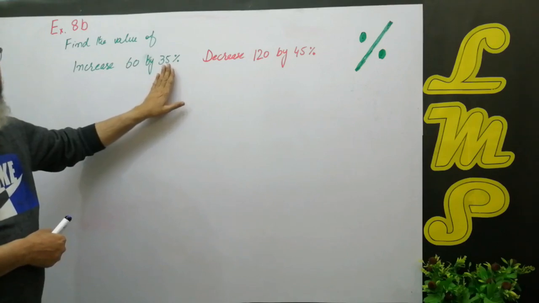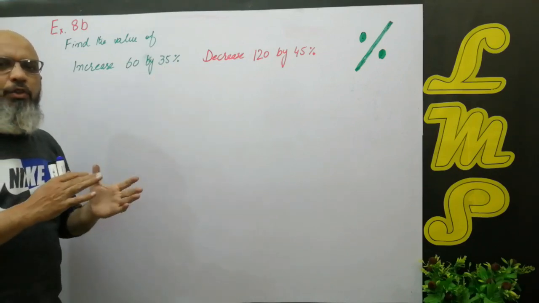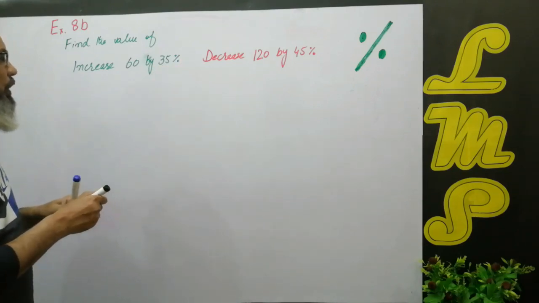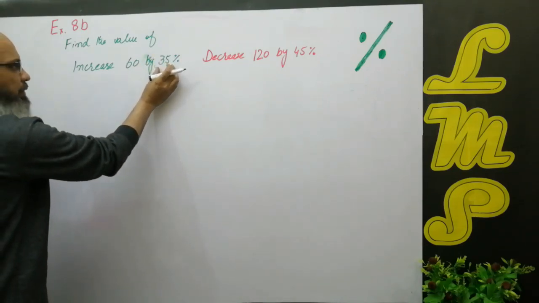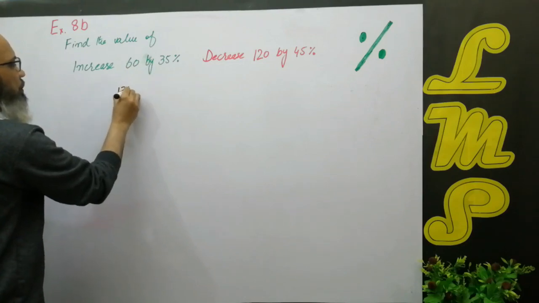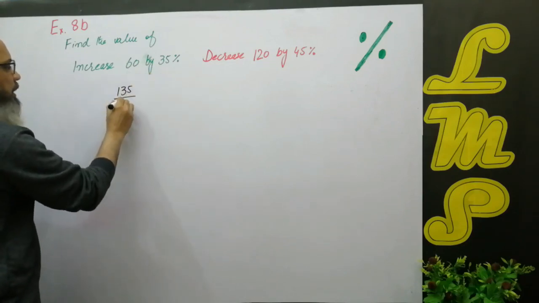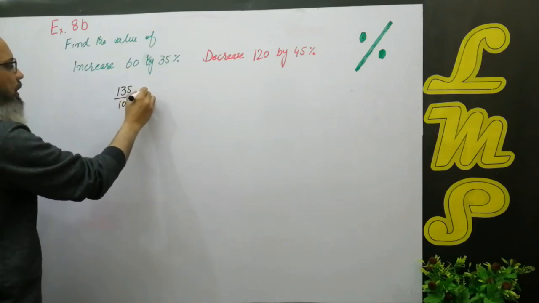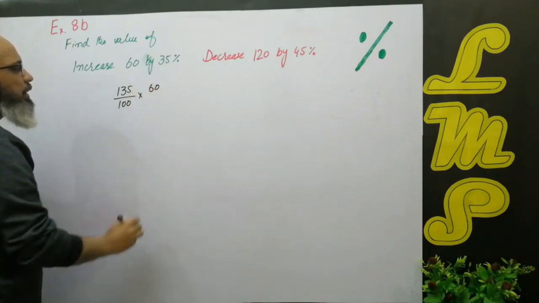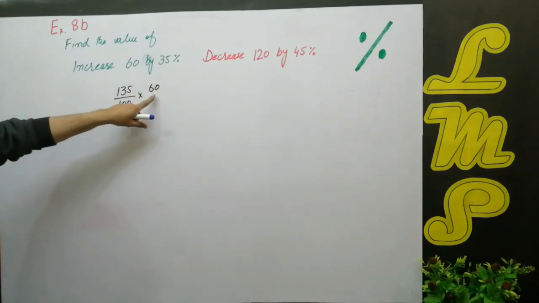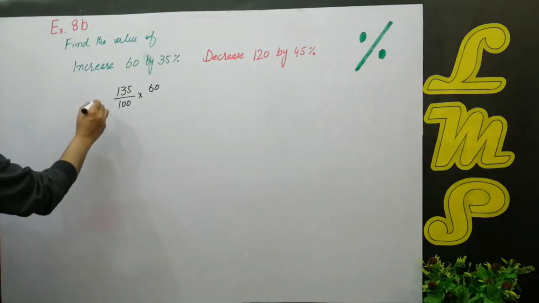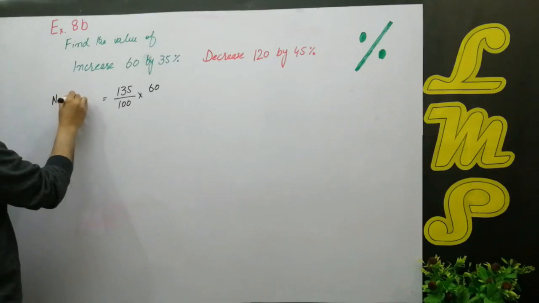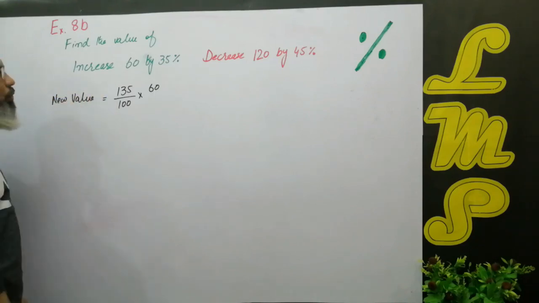First we will see this question. The percentage of increase is 35%. Means if the original value is 100, how much is the increase? That is 35%. So if we add the 35 to 100, what do we get? 135. And what is your original value? That is 100. And you have to find the value of 60. So 135 over 100 multiplied by 60. By solving this, we will get the new value.